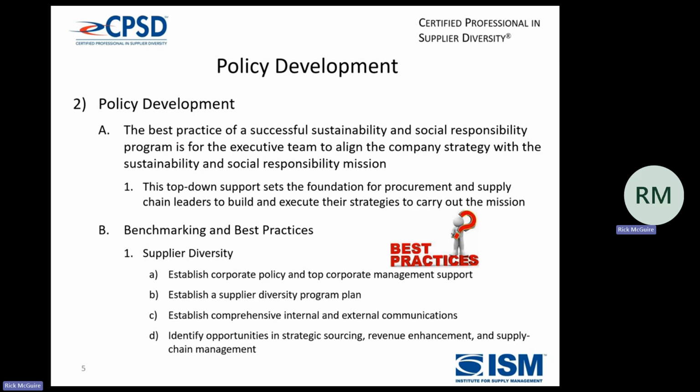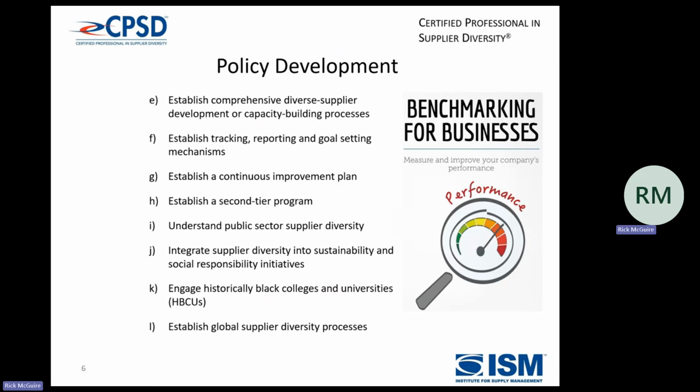Benchmarking and best practices. Supplier diversity: establish corporate policy and top corporate management support. Establish the supplier diversity program plan. Establish comprehensive internal and external communications. And identify opportunities in strategic sourcing. Supply chain management for use of diverse suppliers. Establish comprehensive diverse supplier development or capacity building process, because usually these diverse suppliers are smaller companies. Establish tracking and reporting, goal setting. Establish continuous improvement plan.